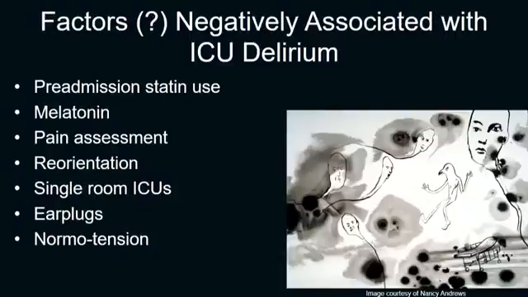There are some things that seem to reduce the risk of delirium. Pre-admission statin use, these are all very preliminary. Melatonin, I think this is probably one of the neatest areas that we'll see develop in the next couple of years. What is the role of melatonin in terms of sleep in the intensive care unit, and is there a potential role for melatonin in the treatment of delirium? I don't know if any of our other speakers will be touching upon that.